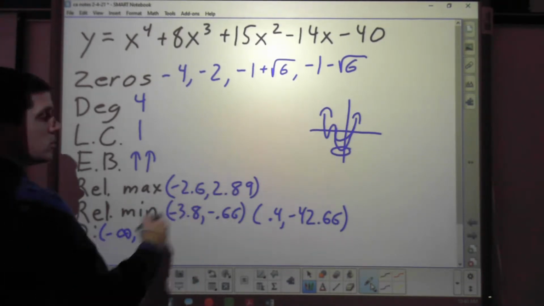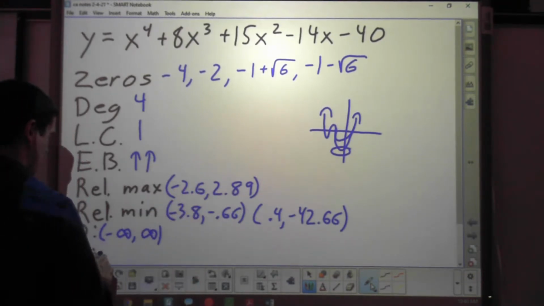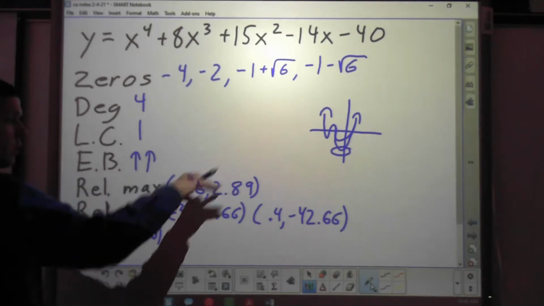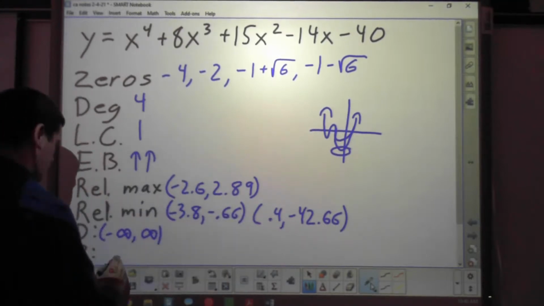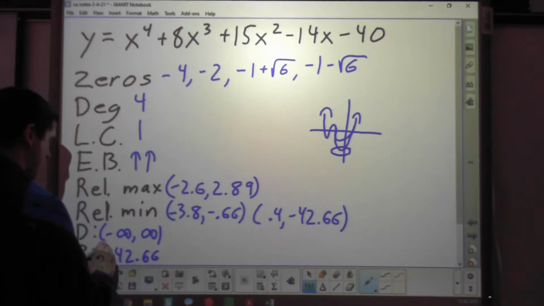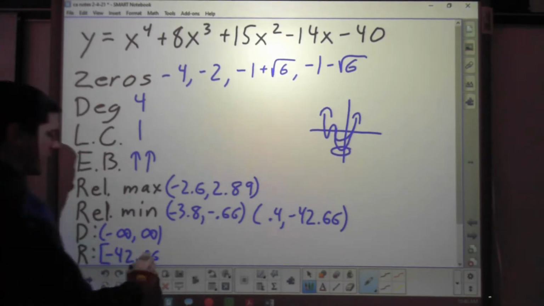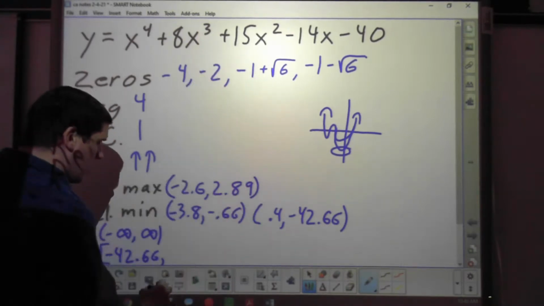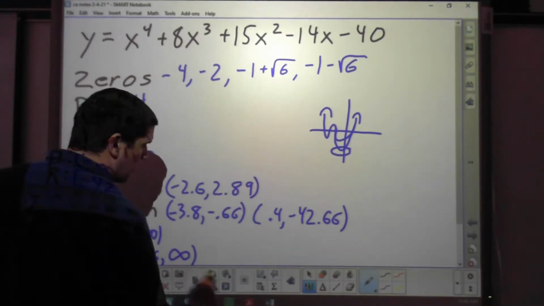So for my range, I don't get all the way down. This is as low as I get. So negative 42.66, and I can include that number so I have a bracket, but it's going all the way up, so I'm going to infinity.